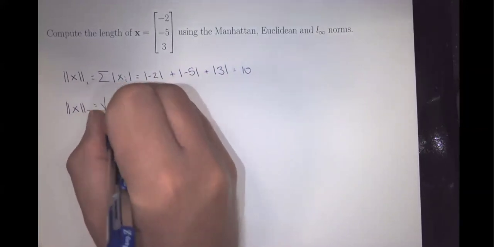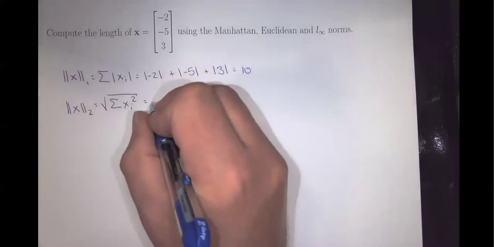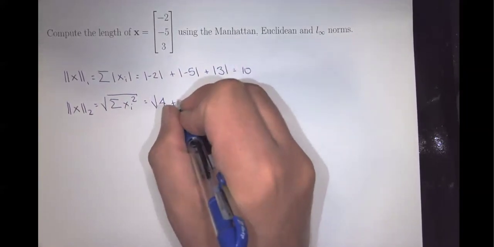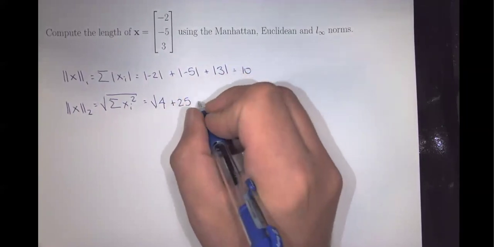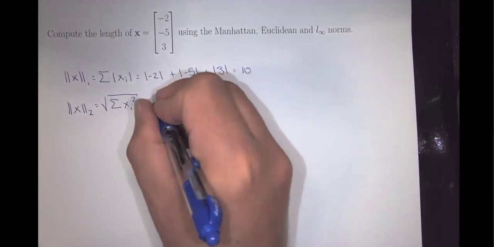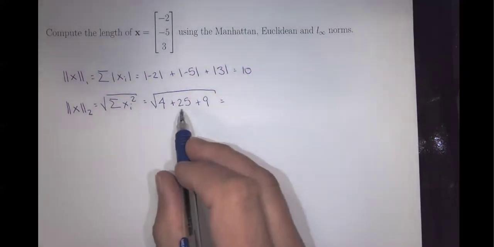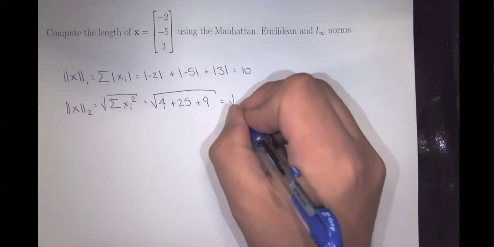The 2 norm is the sum of the xi squareds, and then we take the square root. So we've got root of 2 squared is 4, 5 squared is 25, 3 squared is 9. So we get 38, root of 38.